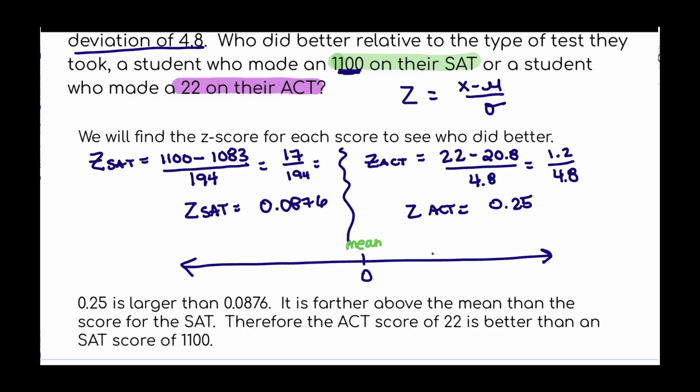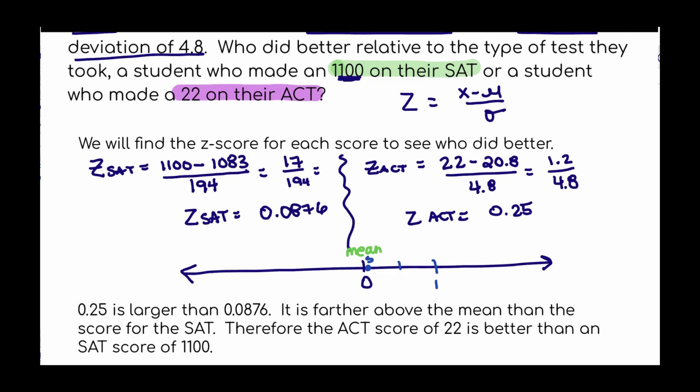So here's 1, and there's a half. If we were graphing the 0.08, I would say 0.08 is really close to 0 right here. So that's the SAT. I'm going to put S for SAT. And then 0.25 is halfway between 0 and the halfway mark. So the halfway mark is here, and halfway between that is about there. So there's the ACT score.